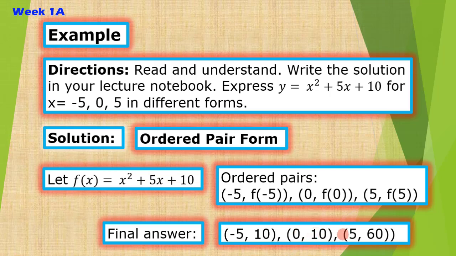If x is 5, then we substitute x equals 5 and f of 5 is equal to 5 squared, 25, plus 5 times 5, another 25. So we have 50 plus 10. So we have 60.